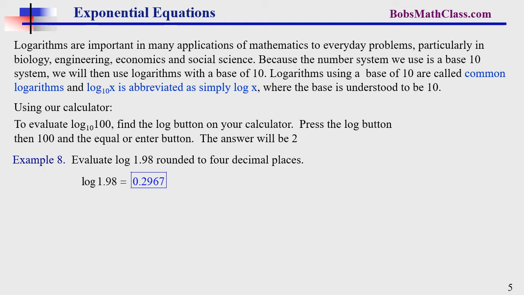Okay, so I got 0.296665. So I'm looking at the 5th place. The 5th number is a 6, so that means we're going to round up the 6 before it to a 7. So that's why we get 0.2967. Okay, so again, what does that mean? It means 10 to that number is about 1.98.